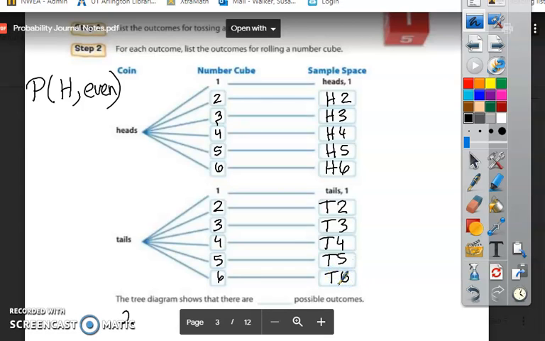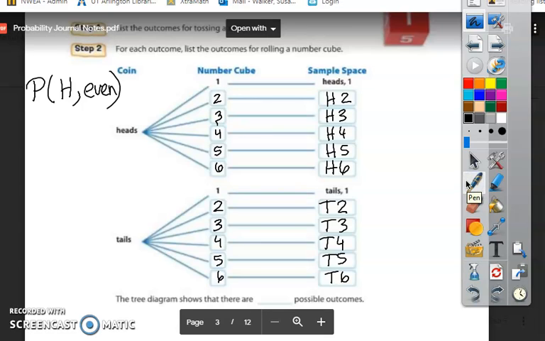I want you to think a second. If I flip my coin, I get heads or tails. Once I get that, this is what I can roll on the number cube. There's no other combination that I could get. Okay, so I want you to look at all these combinations. And officially, we have 12 total possible outcomes.